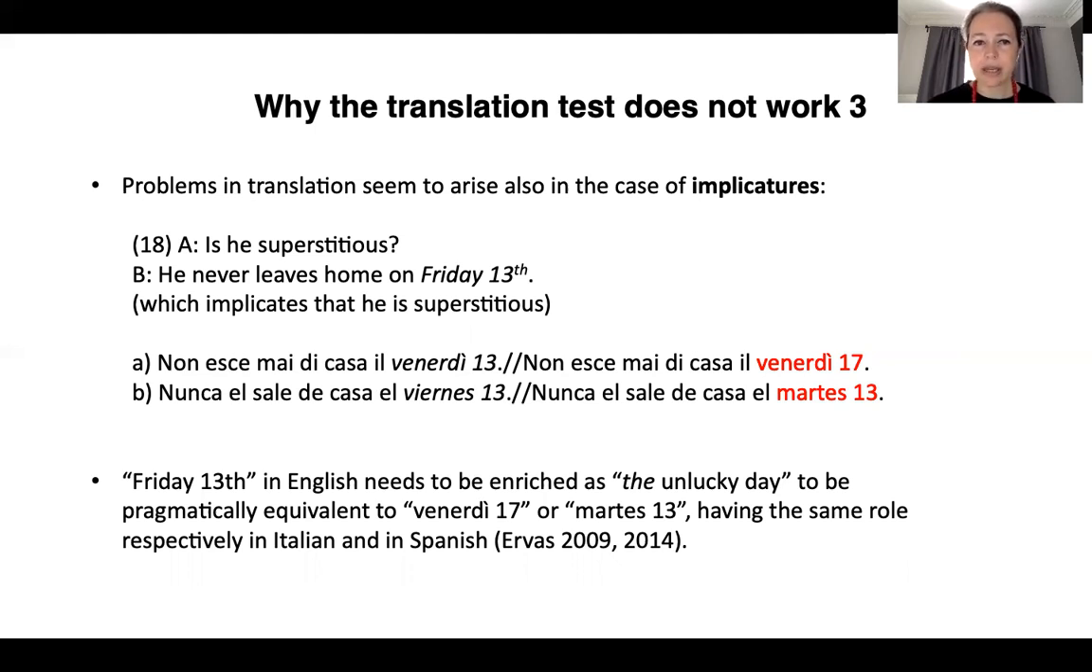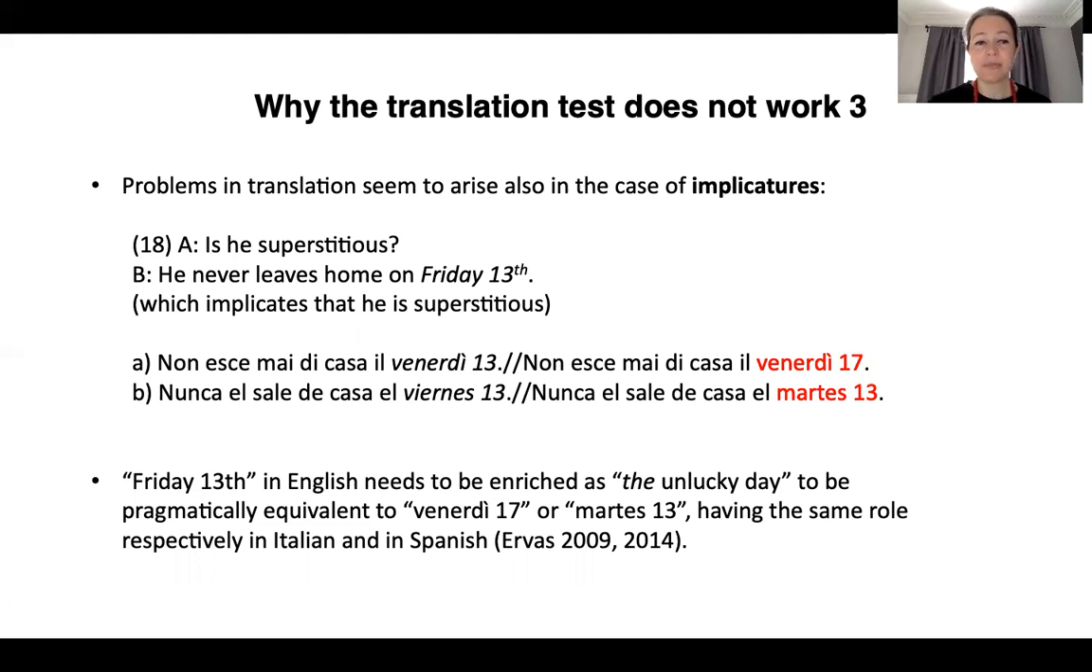But in this way, in Italian at least, we would lose the implicature, because venerdì 13 is not an unlucky day in Italian. In order to preserve the implicature, we should translate with non esce mai di casa il venerdì 17, which is the unlucky day in Italian. And that's the same for Spanish.